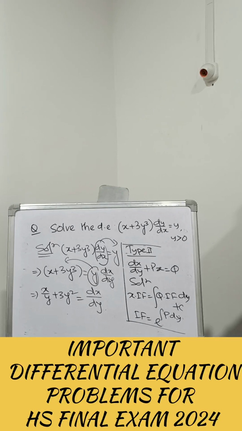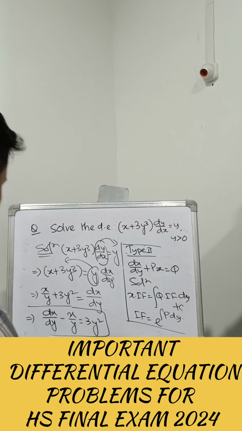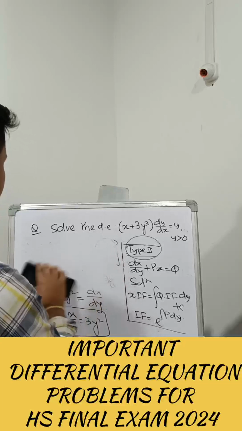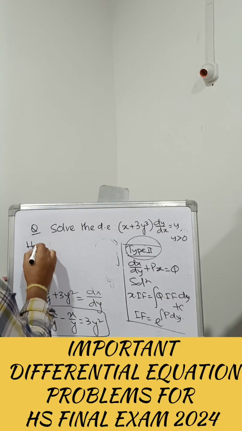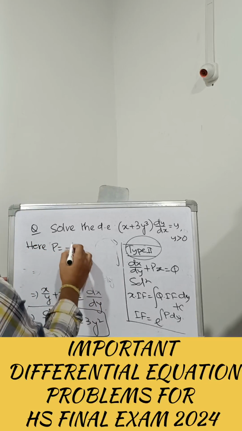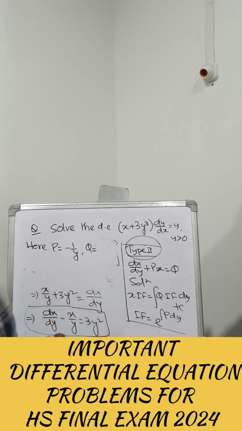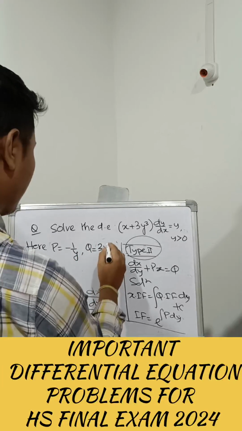Now, on further simplifying this equation, we have dx by dy minus x by y equal to 3y square. If you compare this equation to the types of linear differential equation, you can clearly verify that this equation is identical with type 2. By comparing, you can clearly observe that here p is minus 1 by y, and q is 3y square.